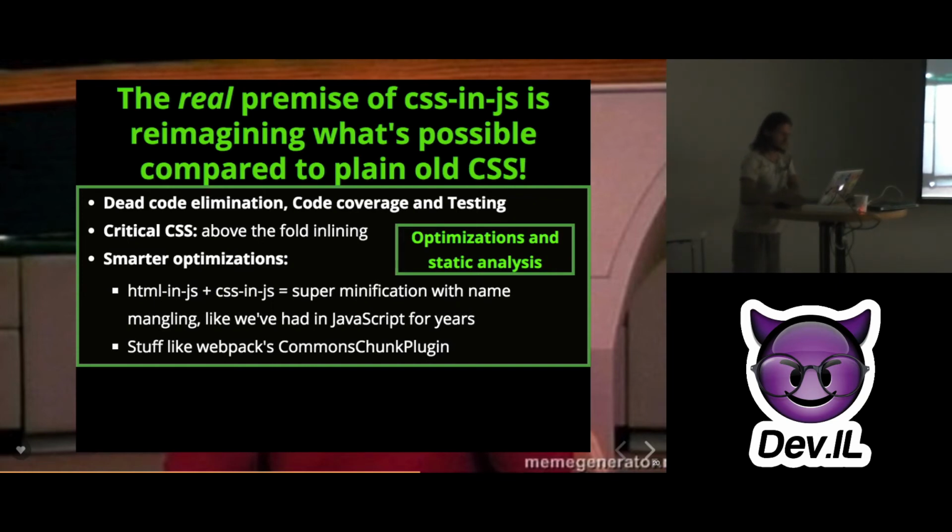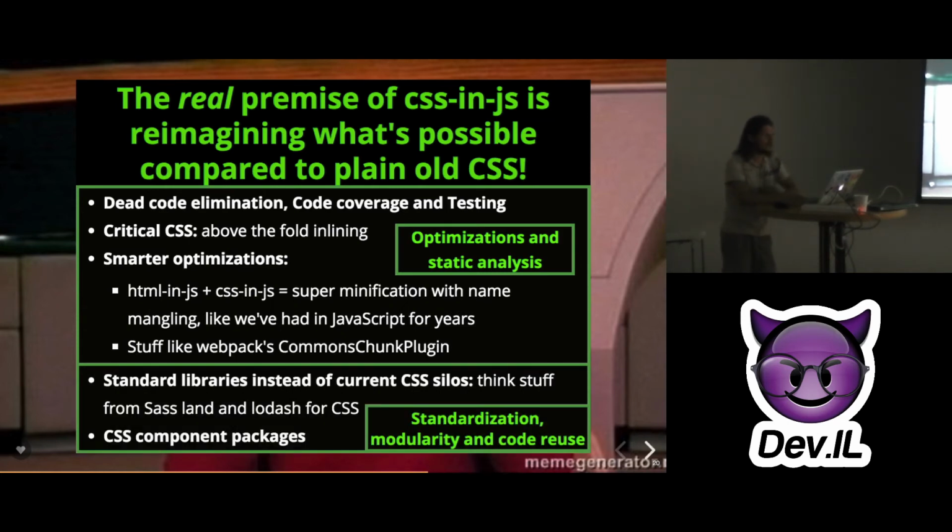Even smarter optimizations. So if you have HTML in JS and CSS in JS, you get a super minification with name mangling. You don't care about the class names at all. They are generated. So you can have them super short and mangled like you had with JavaScript minification for years. You can have stuff like Webpack's Commons chunk plugin, which means if I have a bunch of CSS for one page, unique, and a bunch of CSS for another page, and you have a common bunch of CSS which is used for both, things like CSS reset and normalize, then you can programmatically extract that into a third file and load that. And you don't need to think about it like you do now to optimize.